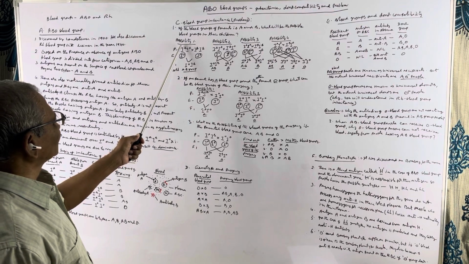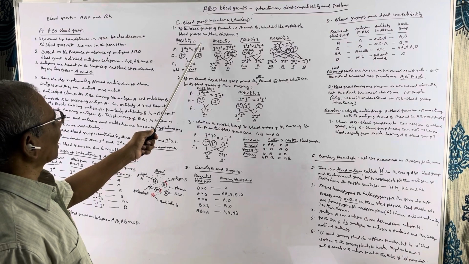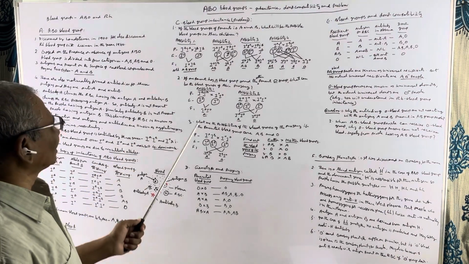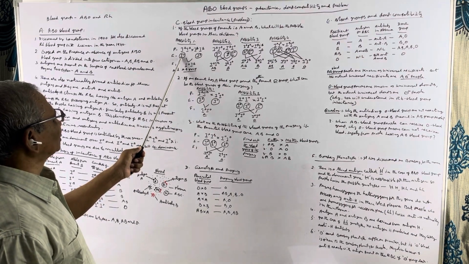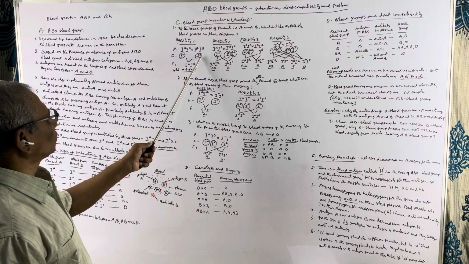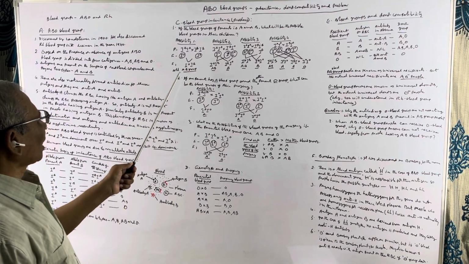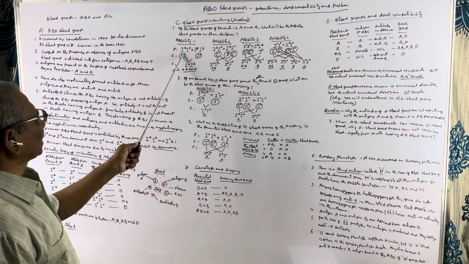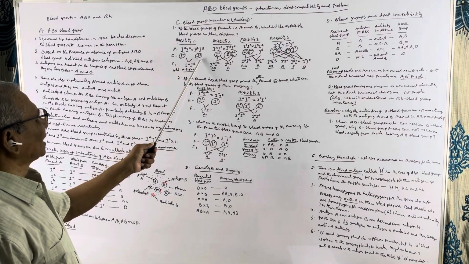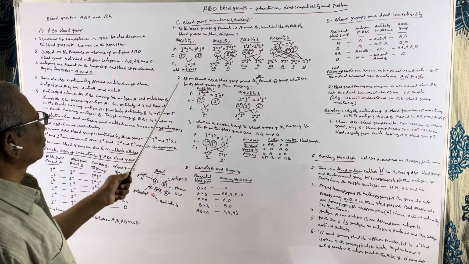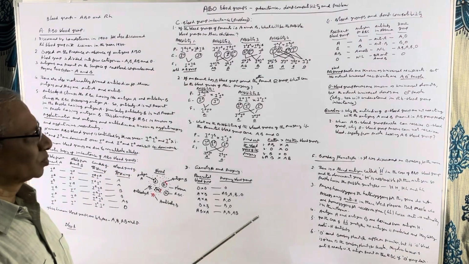If the parent having A blood group is homozygous for the trait, and similarly, if the parent having B group is homozygous for the trait, what happens? This parent produces only one type of gamete carrying gene IA, and this parent also produces only one type of gamete having the dominant gene IB. So all the children inherit one dominant gene from each parent, that is IA from one parent and IB from the other parent. So all the children will be showing AB blood group.